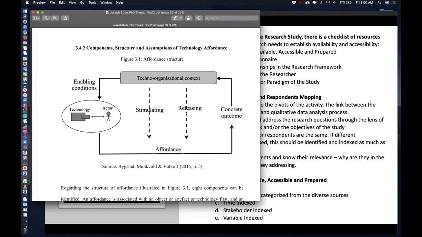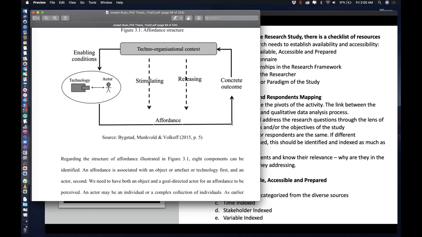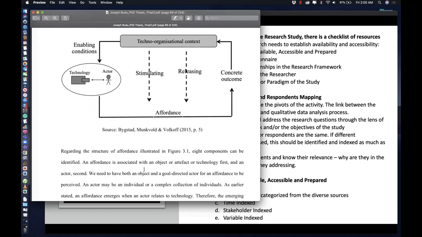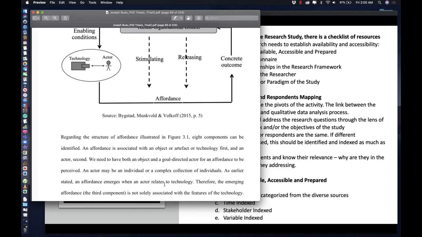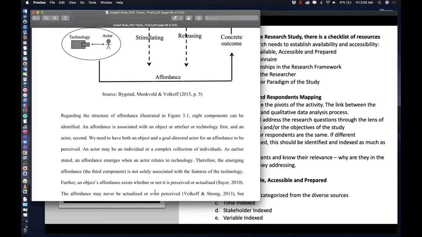and that will lead to a particular outcome. Okay. So an affordance is associated with an object or artifact or technology first, and the actor second. We need to have both the object and the goal-directed actor for an affordance to be perceived. An actor may be an individual or a complex collection of individuals. As earlier stated, an affordance emerges when an actor relates to the technology. Therefore, emerging affordance, the third component, is not solely associated with the features of the technology.